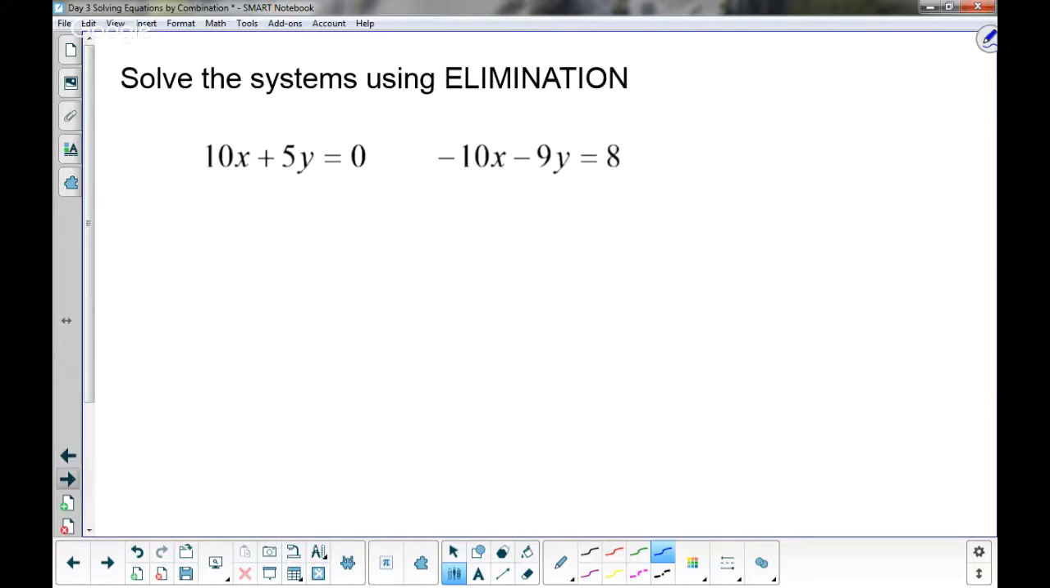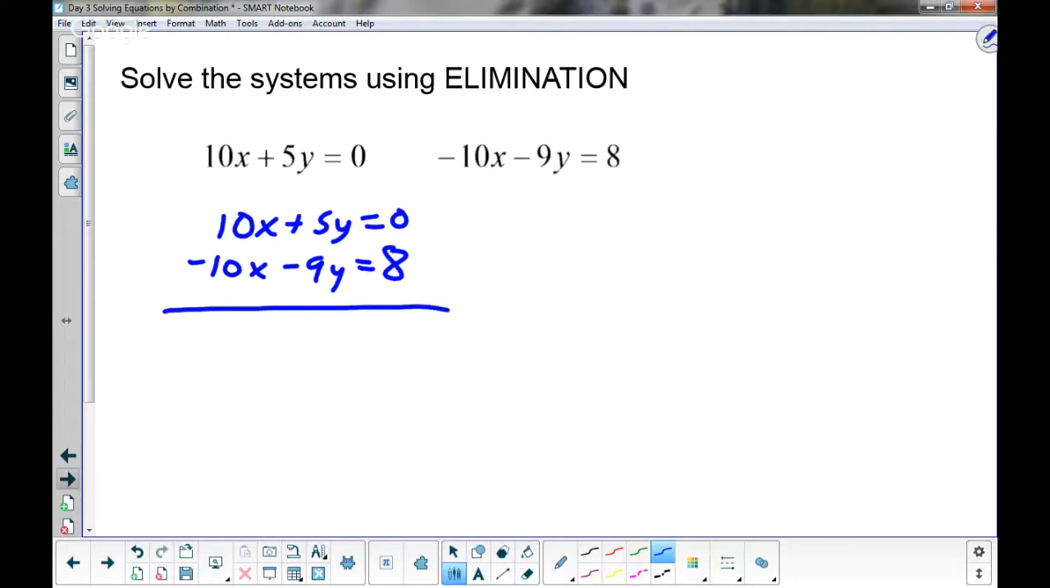All right, so here's an example. We want to solve this system. 10x plus 5y equals 0, negative 10x minus 9y equals 8. So what we want to do is rewrite these, stacking one over the other. So I'm going to take 10x plus 5y equals 0, and negative 10x minus 9y equals 8. I look at that and I go, all right, numbers are in the right place, variables in the right place, the equal signs in the right place. We're good there. And we notice that 10x and negative 10x, if we combine those, we're going to eliminate the x's. They're going to go away.